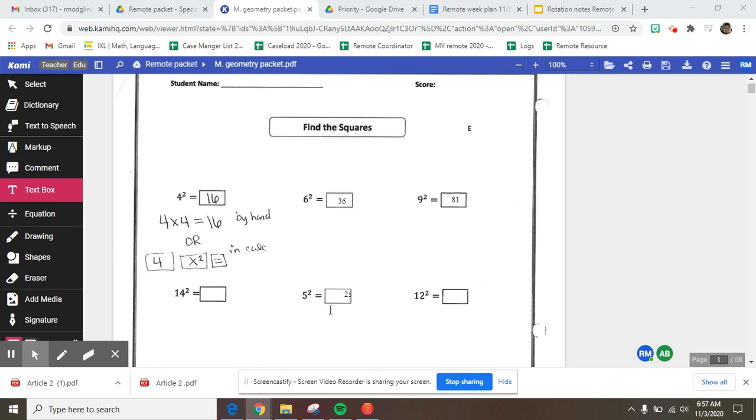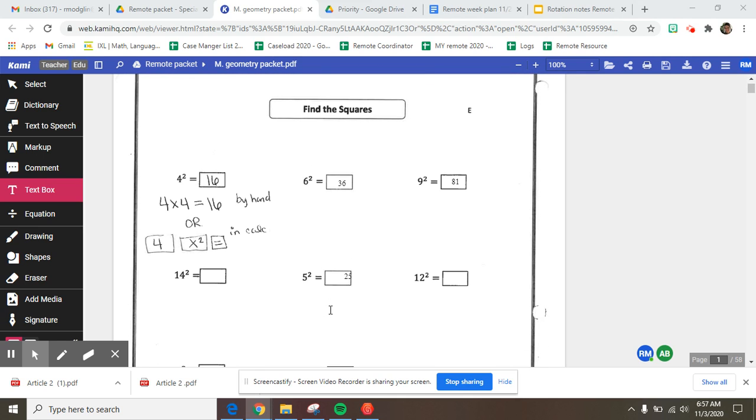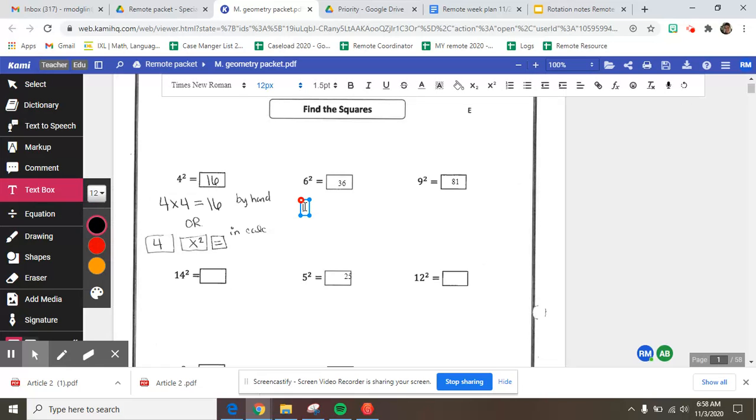For this first sheet, you are finding the square. So you are taking that number and multiplying it by itself. Like for this one here, they were able to take 6 times 6 to get the answer of 36. Okay, so that's what you need to be doing for this one. You're taking 14 times 14 to get your answer.